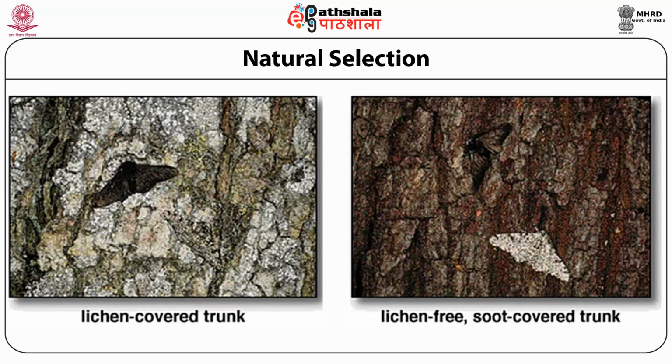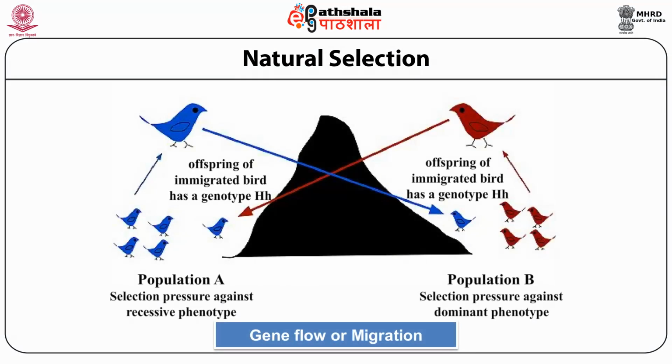Another evolutionary factor is gene flow or migration. Migration is an inter-region movement of people and causes gene flow when migrants contribute to the next generation in the new location. Gene flow balances out genetic differentiation and lessens allele frequency differences between the populations.